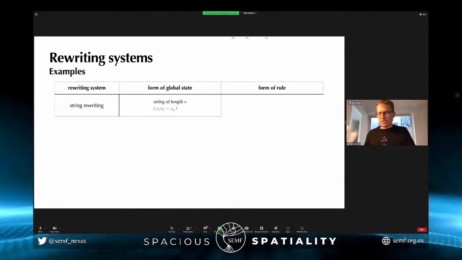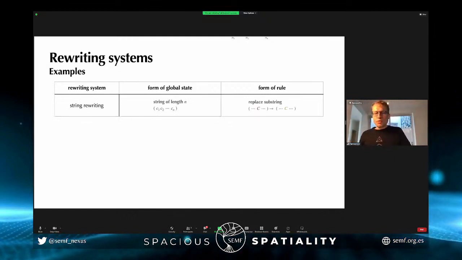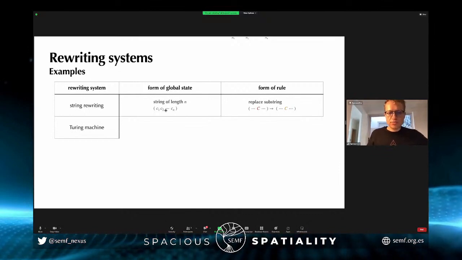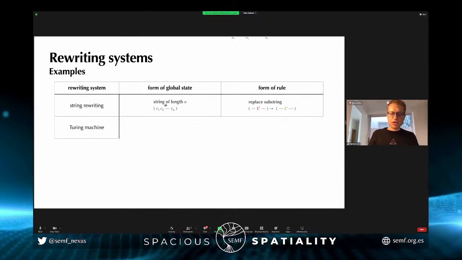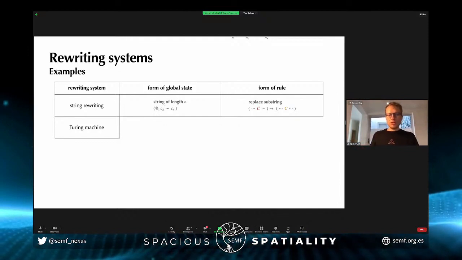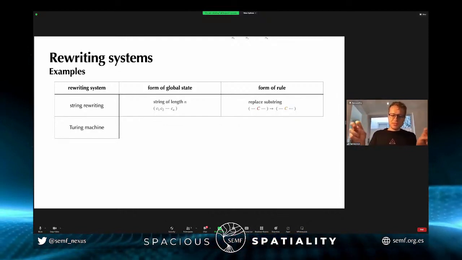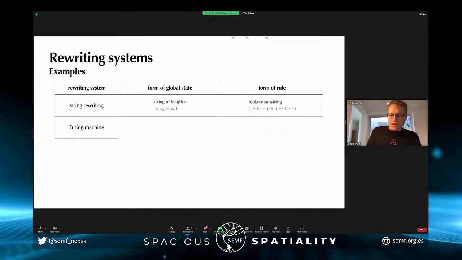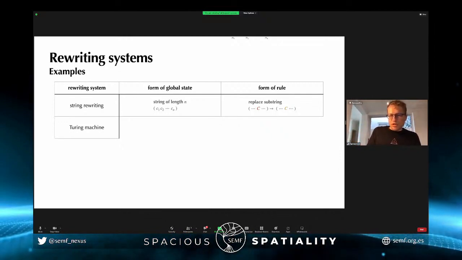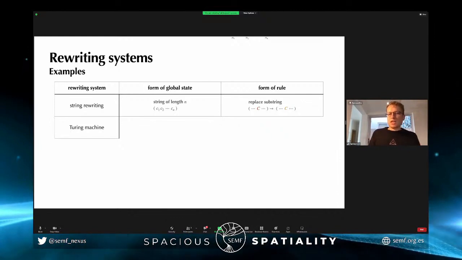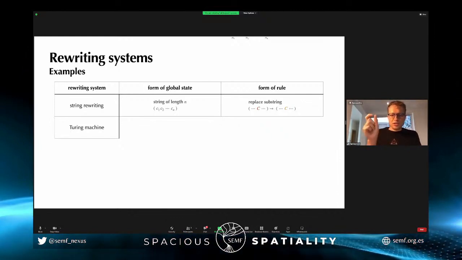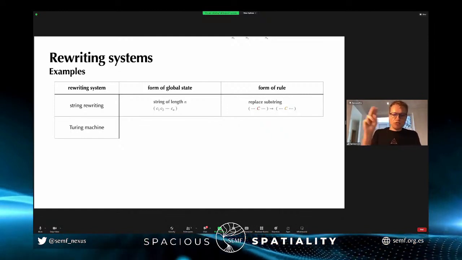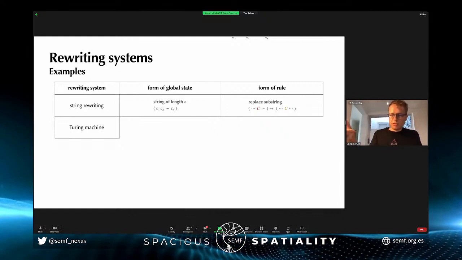Now, there are lots of examples, which I'll just skim through. The main one we're going to focus on is string rewriting systems. A string, in computer science terminology, not physics terminology, just means a list of characters in order, like ABC. The rule we're going to use to rewrite these is that if we recognize a particular substring, like a particular pair of letters in order in the string, we can replace them with some other set of letters.